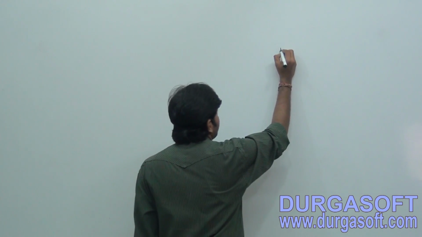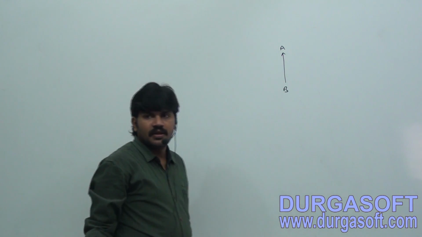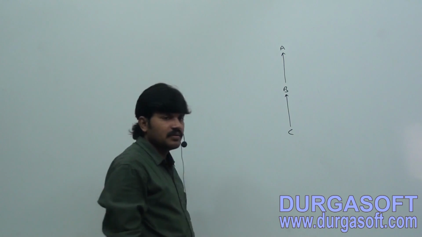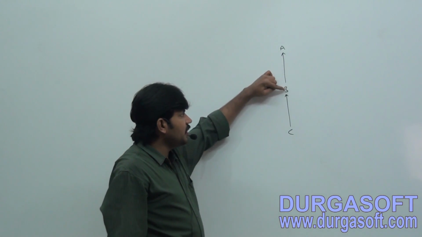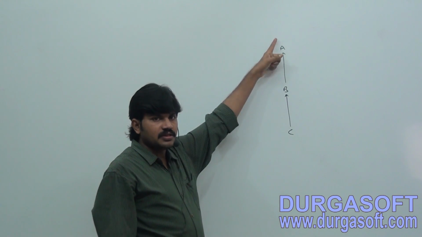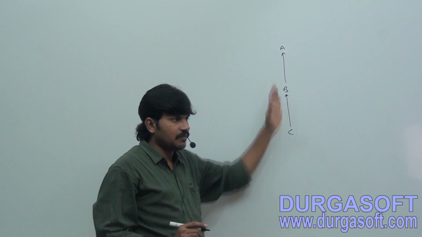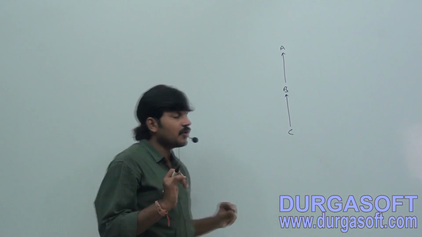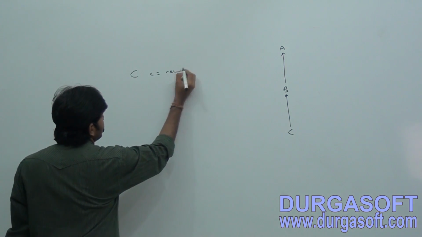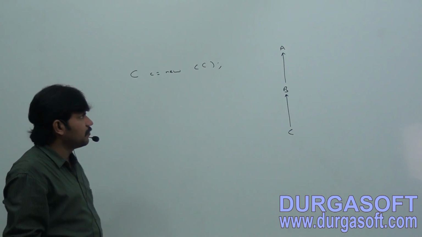Here an A class is there, a B class is there, and a C class is there. B is the child of A, C is the child of B. A is the grandparent of C. A, B, C levels, a multi-level inheritance, right? Now I am taking C is equal to new C. This knowledge is required, and then I can talk about the examples.